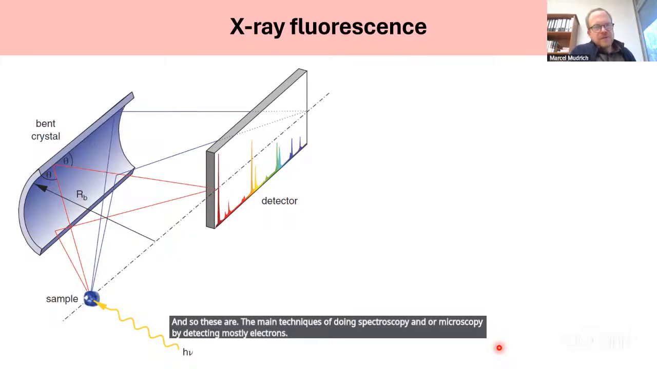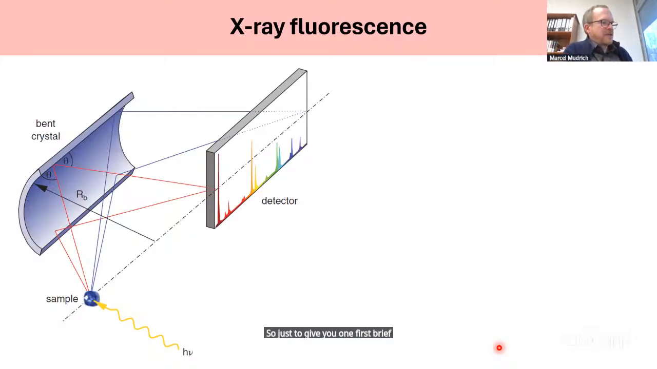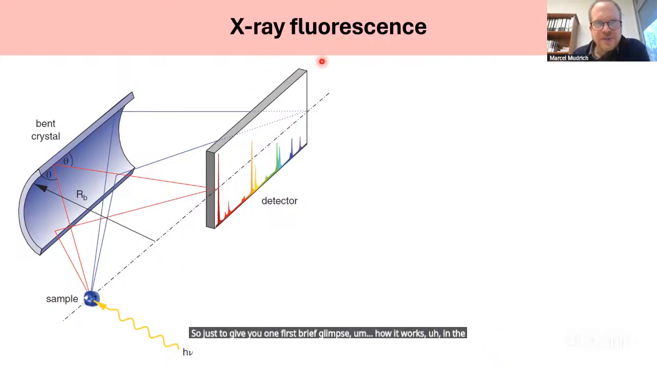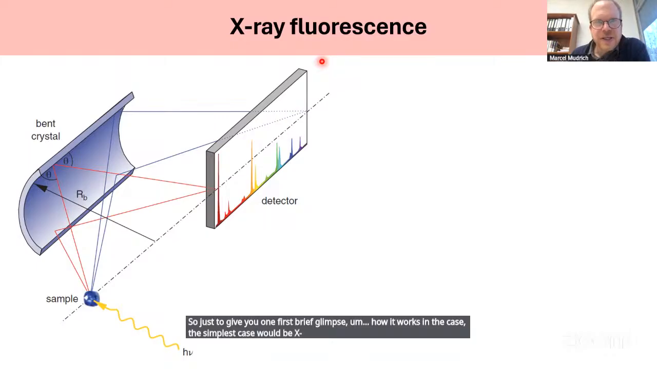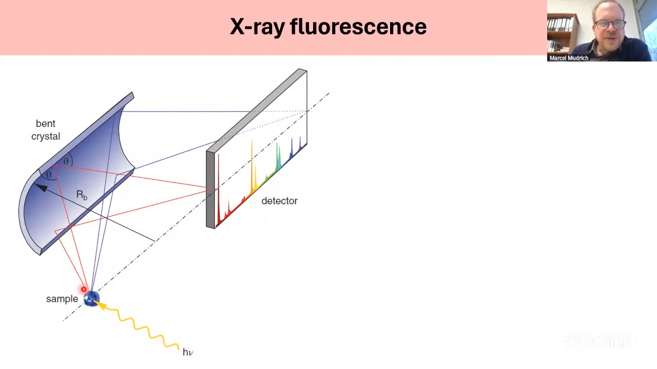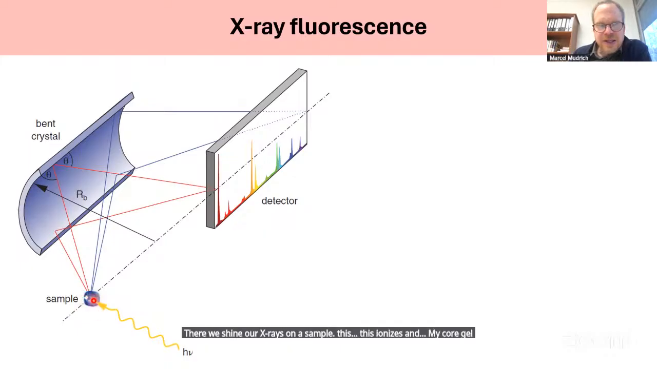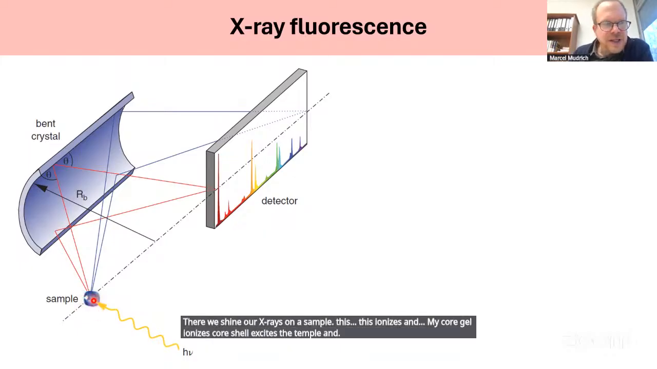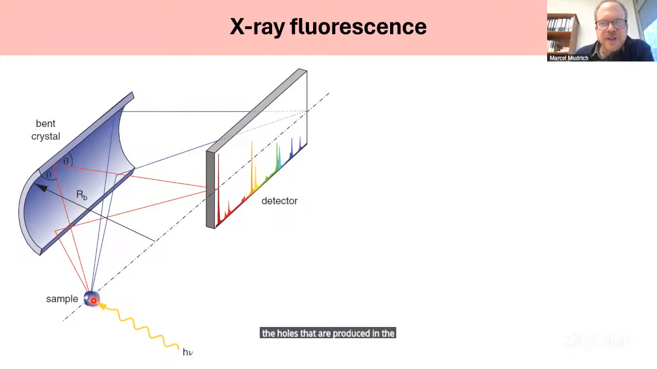So just to give you one first brief glimpse of how it works. The simplest case would be X-ray fluorescence. There we shine our X-rays on a sample. This core shell ionizes, or core shell excites, the sample, and the holes that are produced in the inner shells would be refilled by electrons from higher lying levels, refilling these hole states, and that emits light.